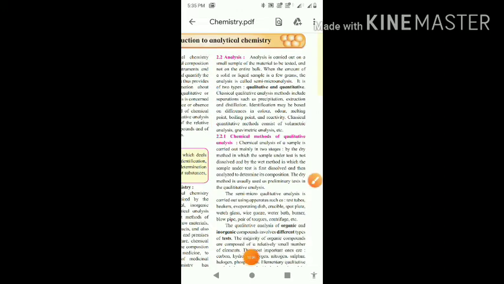Okay, so after this we are going to discuss the chemical methods of qualitative analysis. Firstly, we will see qualitative analysis, in which the first and most important method is the chemical method. So we are going to study these chemical methods in detail.